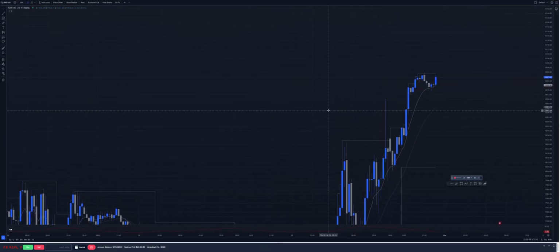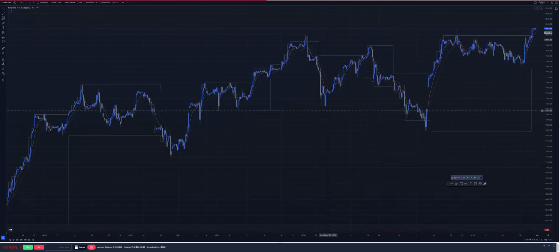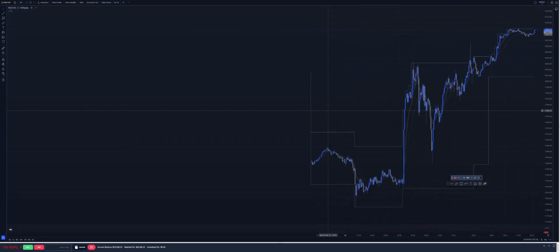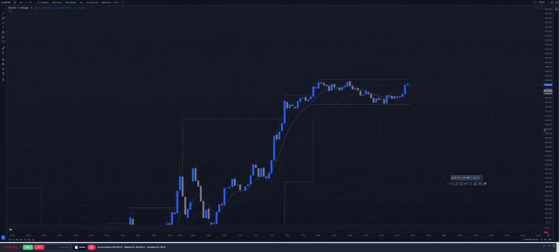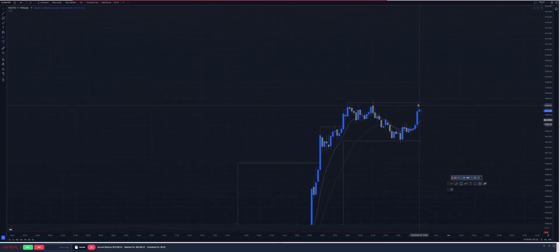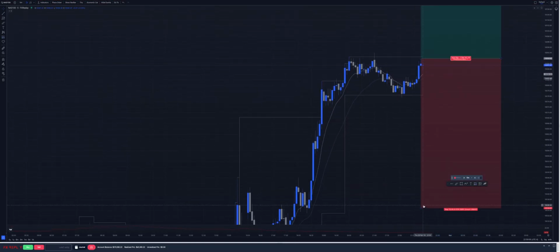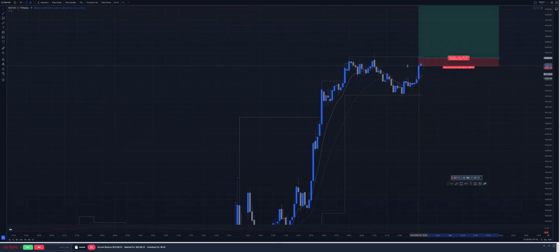Let's look at the 4 hour real quick. 4 hours clean, 1 hour is clean, 20-minute is clean. Yeah, that's definitely something I would have looked at. And a good buy stop off the high with an ATR stop. I'm going to have to take a break here in a minute because this has been going for too long.